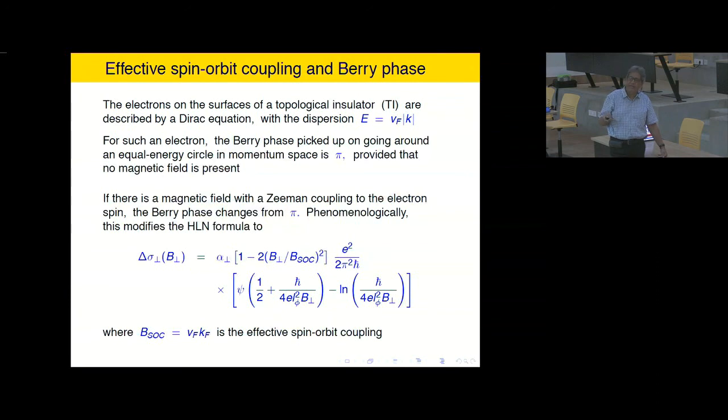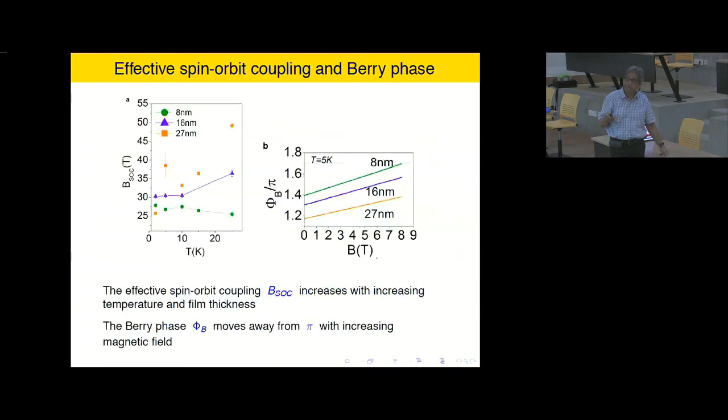This is basically just the value of the energy of the electrons, the distance of the electron energy from the Dirac point. So Vf times Kf. Okay, so by fitting this to the Zeeman field, you can actually pull out this quantity, the effective spin orbit coupling, BSOC. So here's a plot of that. You can see that the effective spin orbit coupling increases with increasing temperature for every film thickness. It also increases with film thickness a little bit at low temperatures, but quite a bit at high temperatures. You can also figure out how the Berry phase changes. You can see that it changes away from pi as you increase the magnetic field.